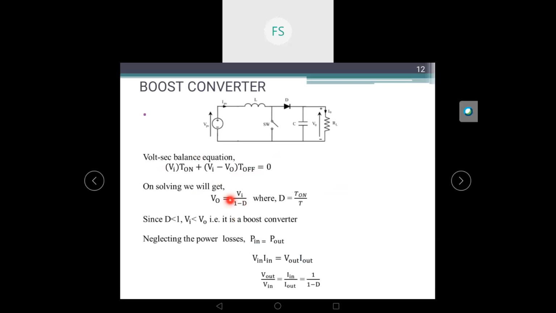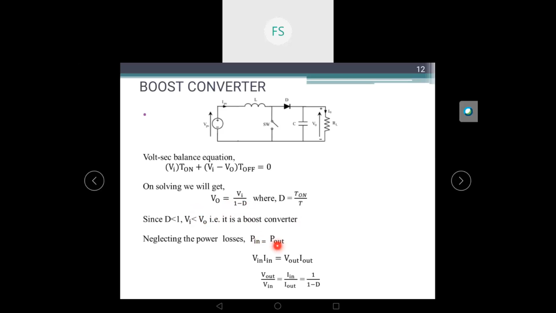VO is equal to VI divided by 1 minus D, where D is T on by T itself. It is VI divided by 1 minus D, right? So naturally, VO will be greater than VI, or you can say that it is a boost converter. In this case also, we are neglecting the power losses, or the losses are assumed to be 0.